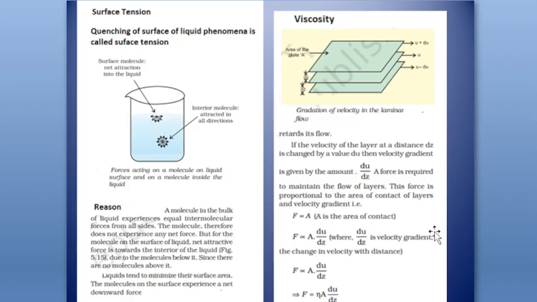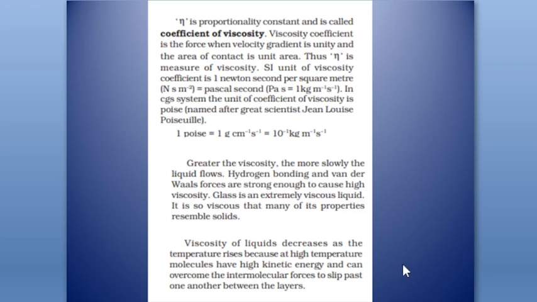Here eta is the viscosity constant. Eta is the proportionality constant known as the coefficient of viscosity or viscosity coefficient. Viscosity coefficient is the force when velocity gradient is unity and the area of contact is unit area. Thus eta is the measure of the viscosity. The SI unit of the viscosity coefficient is Newton second per meter square, which is Pascal second.